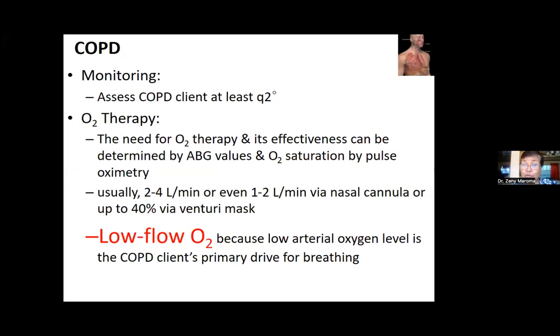Okay, O2, oxygen therapy. Diba sabi nga natin, we have to give low flow of oxygen. Okay, so ang effectiveness ng oxygen therapy can also be evaluated by ABG and O2 saturation by the pulse ox. Usually, may books na iba nagsasabi 2 to 4 liters or even 1 to 2 liters. At pinaka-safe talaga, 2. Pinaka-safe, 2 liters of oxygen.